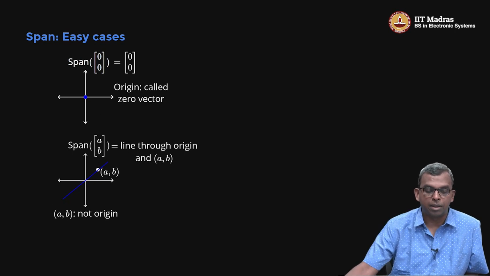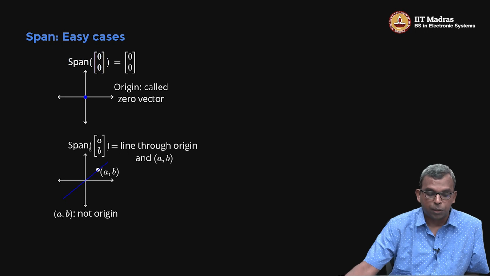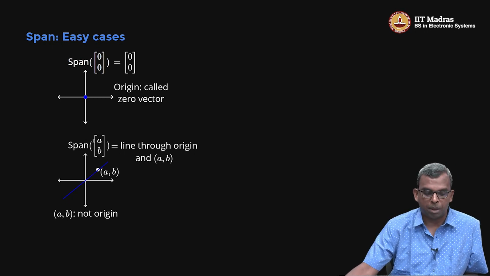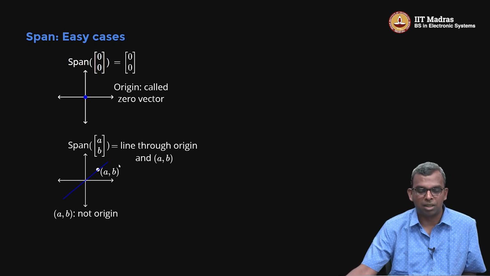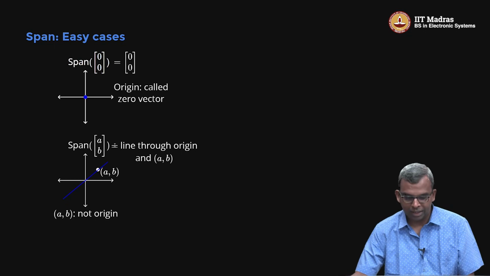So notice what happens here. The span of the origin is just the origin. The span of any non-zero point in R2 becomes a line. It becomes a line through the origin and that point. Just the span operation, all possible scalings, gives you that. I hope it's clear. So these two cases are very, very easy cases.